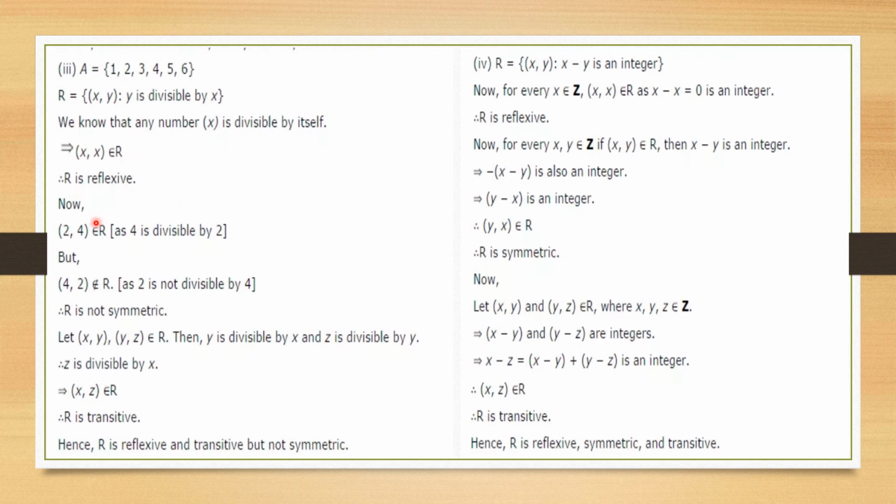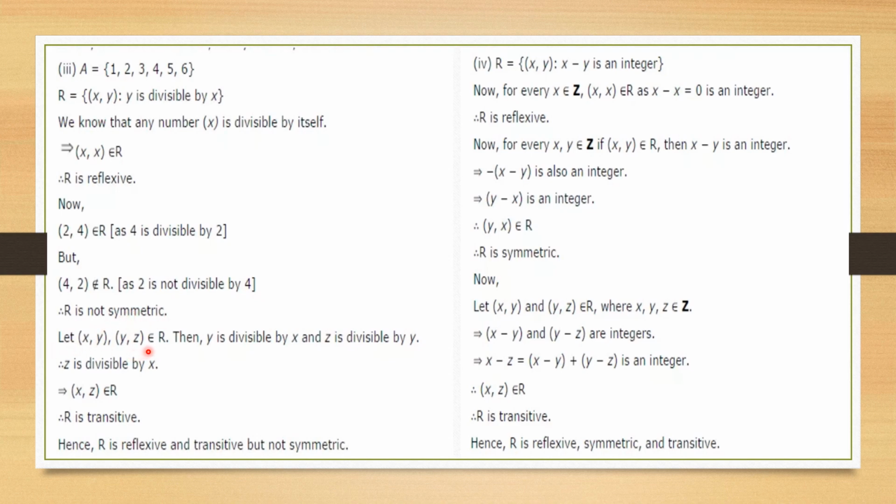Now for symmetricity, we say (2,4). (2,4) belongs to R, which means y, the second element, is divisible by the first. As 4 is divisible by 2, but (4,2) does not belong to R, as 2 is not divisible by 4, isn't it? So R is not symmetric.